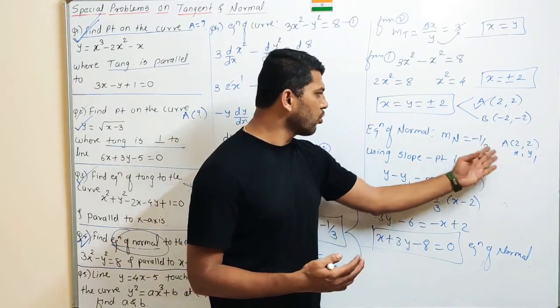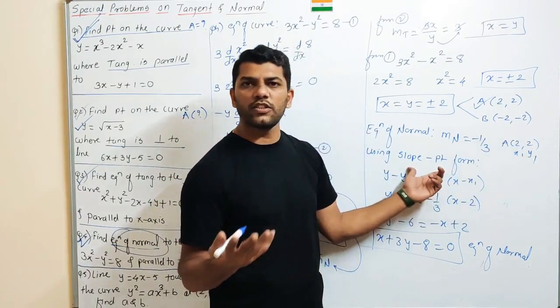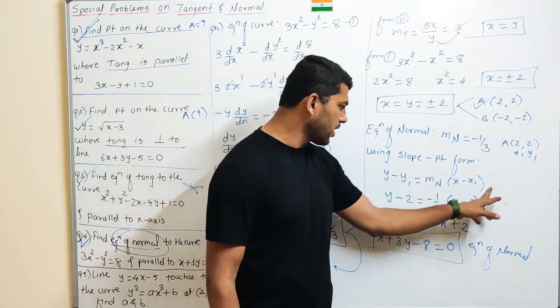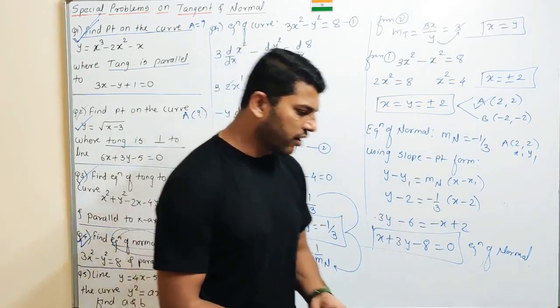So the slope is known, the point is known, so please use the slope-point form: y minus y1 equals m into x minus x1. Substitute and find out your answer.